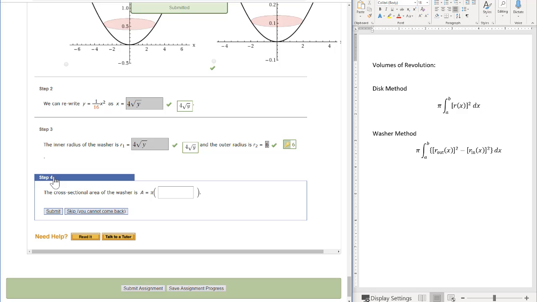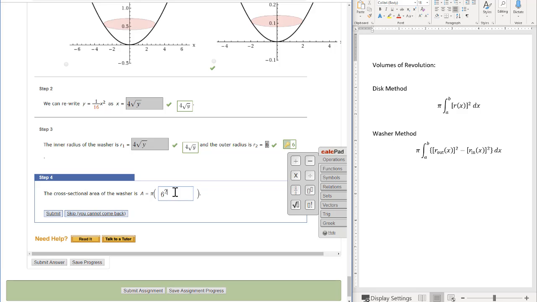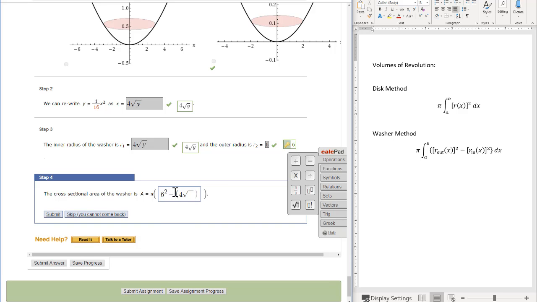So our outer radius is going to be 6. So the cross-sectional cut is going to be the outer radius squared minus the inner radius squared. So the outer radius is 6, so we'll say 6 squared. You could just put 36 if you want. Minus the inner radius, that's 4 square root of y, squared. And so of course you can simplify this. This is 36 minus 16y.